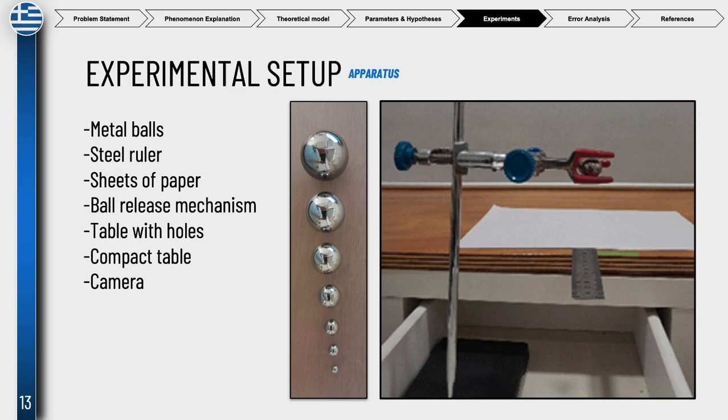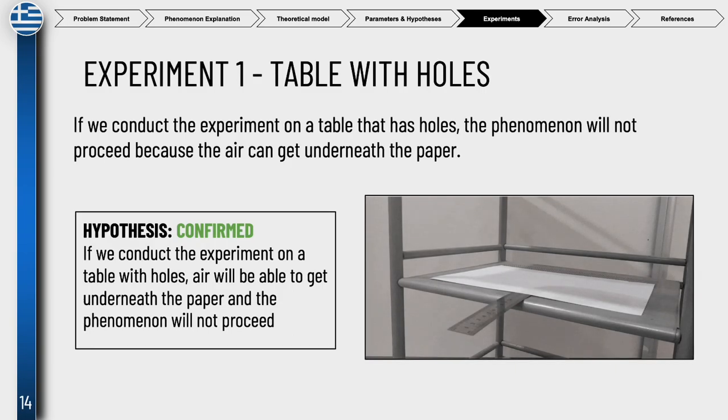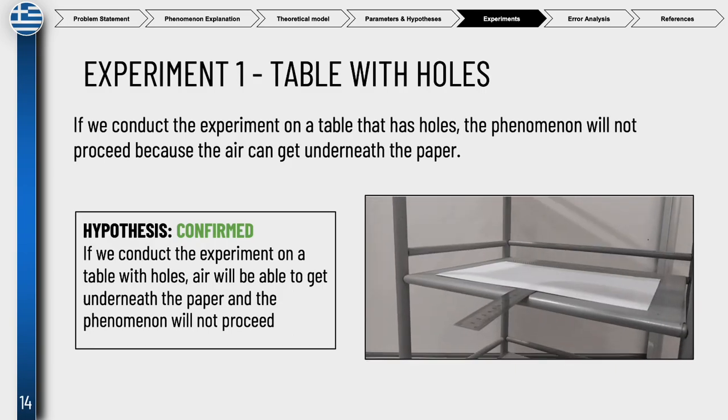Regarding our apparatus, which is things other than our release mechanism, we have, of course, metal balls of different sizes. We have the steel ruler so that it doesn't break. We have the sheets of paper, ball release mechanism, table with holes, compact table, and finally a camera for our recording purposes. And here you can see a video of our first experiment.